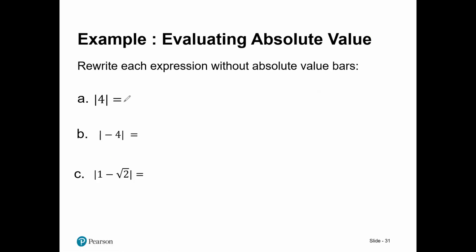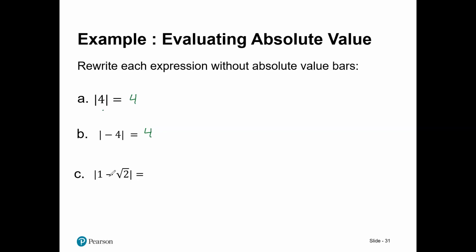So we're going to go simple first and make them more complicated. So we rewrite each expression without absolute value bars. Okay, so if we have 4, the absolute value of 4 would stay 4 because 4 stays positive. If we have the absolute value of -4, that's also 4 because 4 has to stay positive. Where it gets tricky is a situation like this.